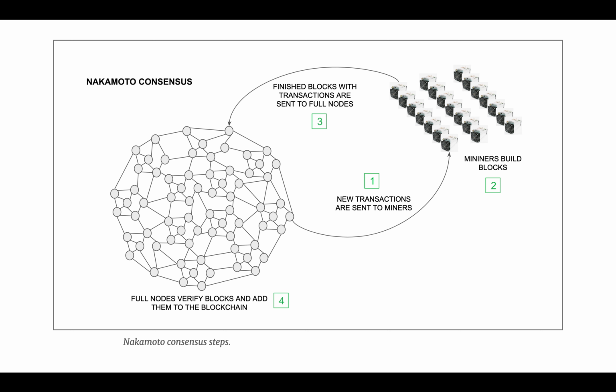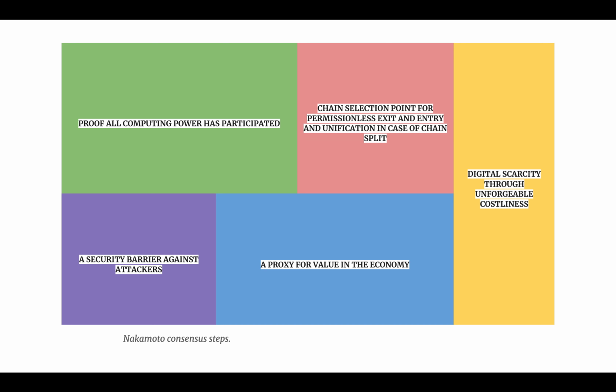Why is proof of work based Nakamoto consensus secure and complete? The way proof of work works in the Nakamoto consensus mechanism has a series of advantages that make it secure and complete because, together, they cover all the needs of safety, availability, and consistency of the system. These advantages of proof of work based Nakamoto consensus are: 1. Proof all computing power has participated.